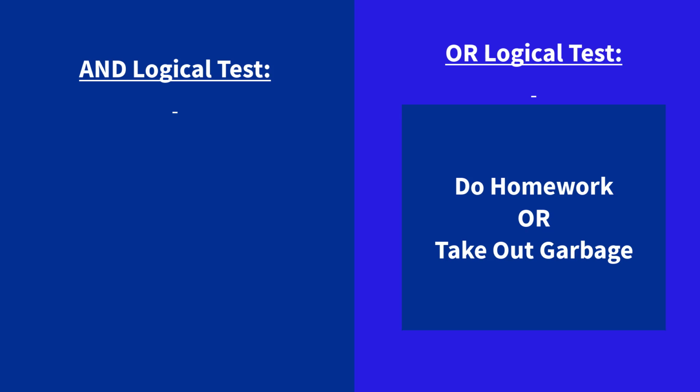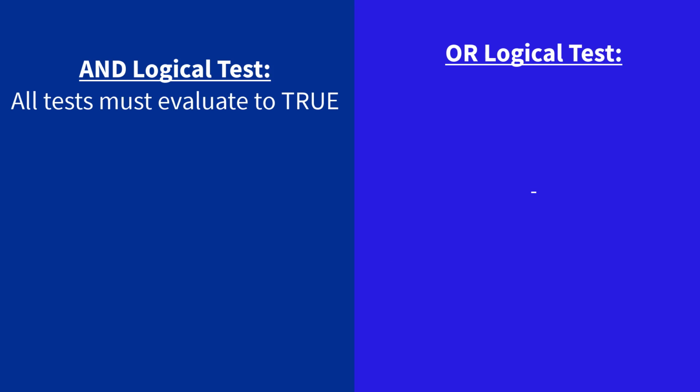For an OR logical test, if I say, hey, you got to do your homework or take out the garbage, you only got to do one. Guess what? You could take out the garbage and not do your homework. You could do your homework and not take out the garbage, and you could do both. And what this means is for an AND logical test, all individual tests must evaluate to true.